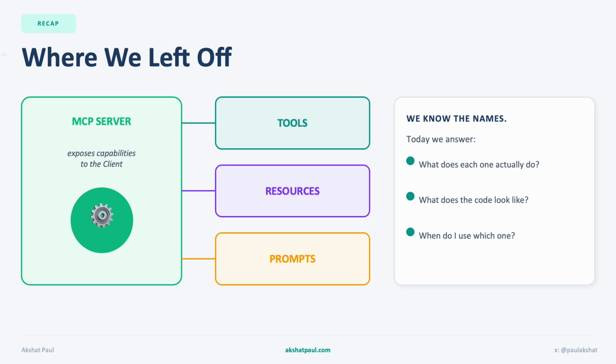But here's what we didn't cover. What do each of these actually do? What does the code look like when you're defining a tool versus a resource? And critically, when you're building your own server, how do you decide which primitive to reach for? Those three questions are exactly what today's episode answers. Let's start with a side by side look at all three, then we'll go deep on each one individually.